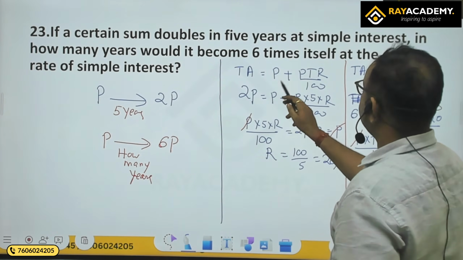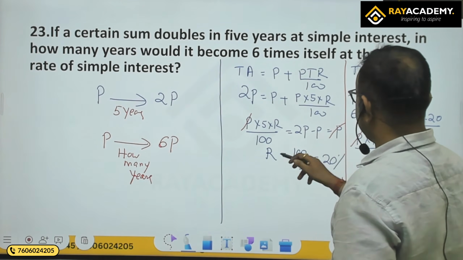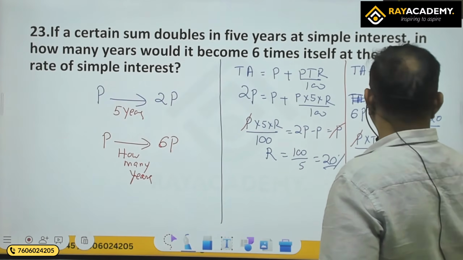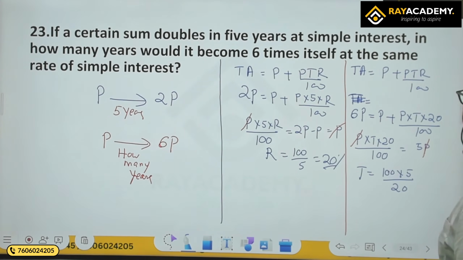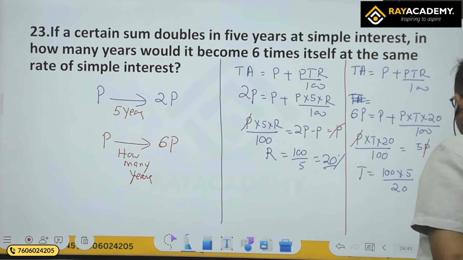So total amount 2P, this is P, then P into 5 into R by 100, so R is 20. Now total amount equal to 6P equals P plus PTR by 100, P into T into 20 by 100. So you are getting 25 years. So the right answer for this question is 25.